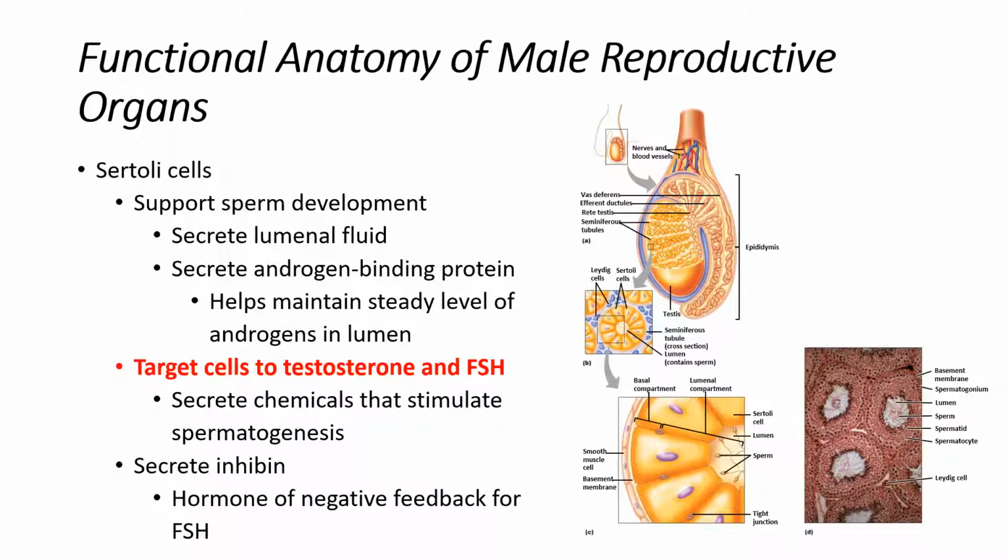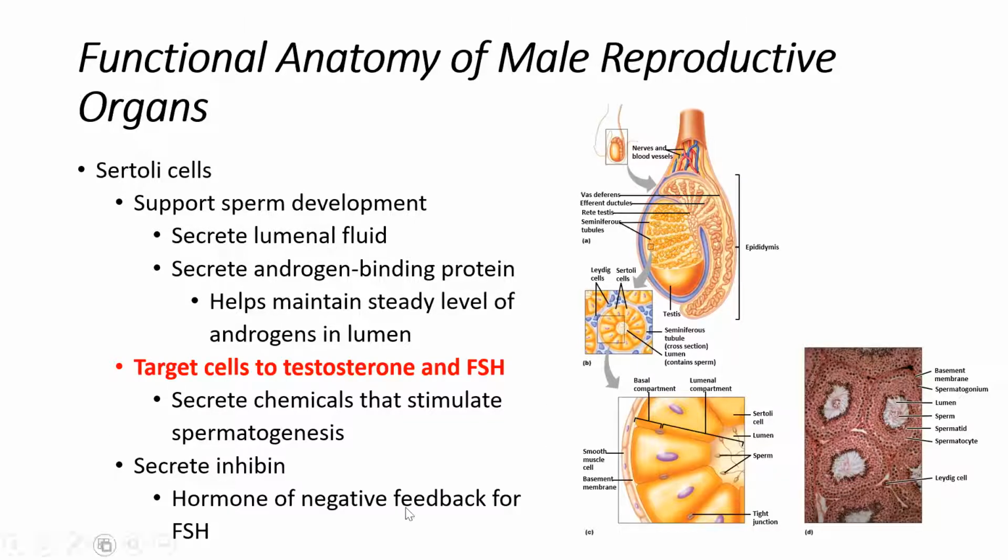The target cells to testosterone and FSH are the Sertoli cells. So basically testosterone and FSH, which comes from the anterior pituitary, are acting on these Sertoli cells, and they help the Sertoli cells to initiate spermatogenesis. So these are going to be the hormones that are telling the Sertoli cells to go ahead and start with that sperm development and release new sperm into the lumen of the seminiferous tubule.